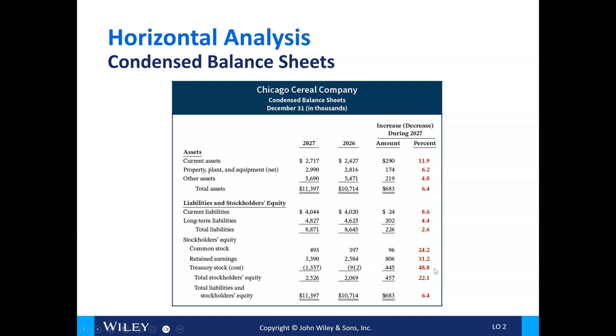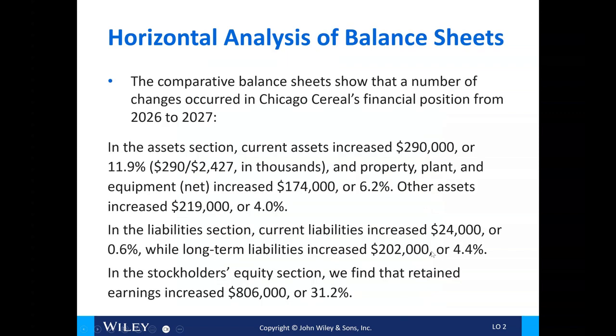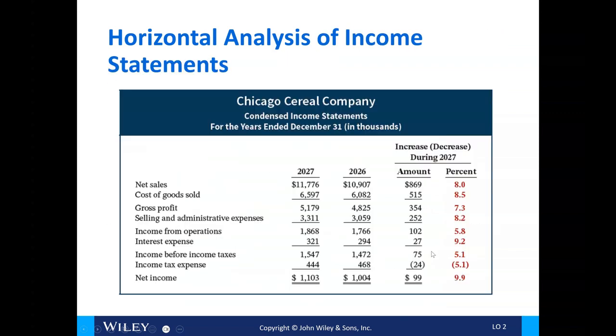You can see here that they bought a lot more treasury stock. Retained earnings went up 31.2%. That's not bad. And common stock went up 24.2. So you're going to really just look at the percentage increase. All right, so we had an 8% increase in net sales. We had an 8.5% increase in cost of goods sold.